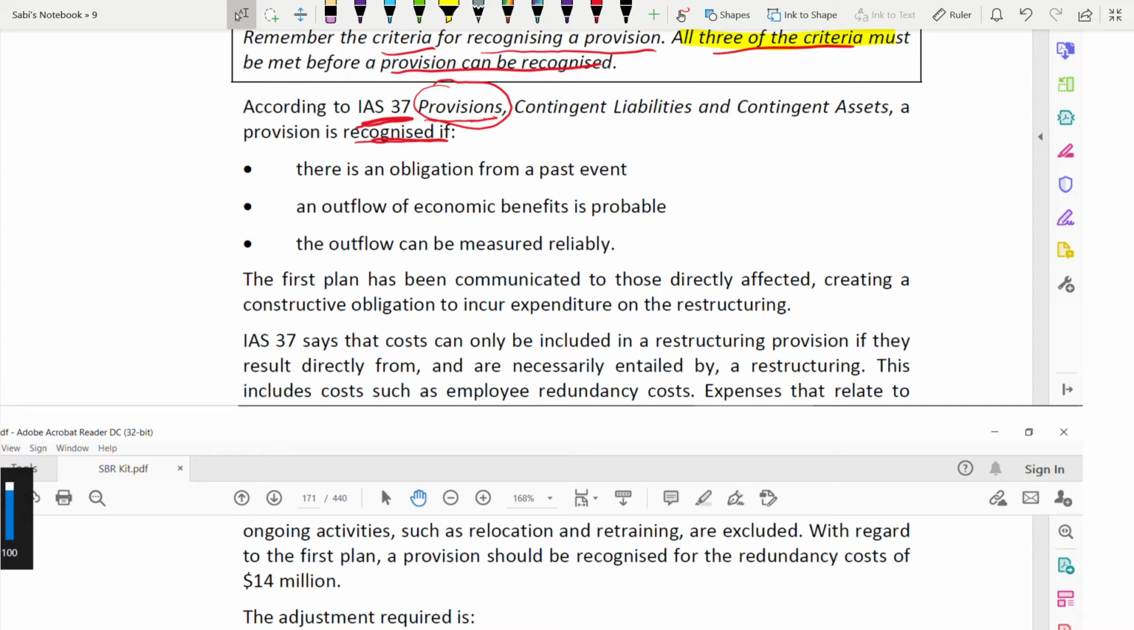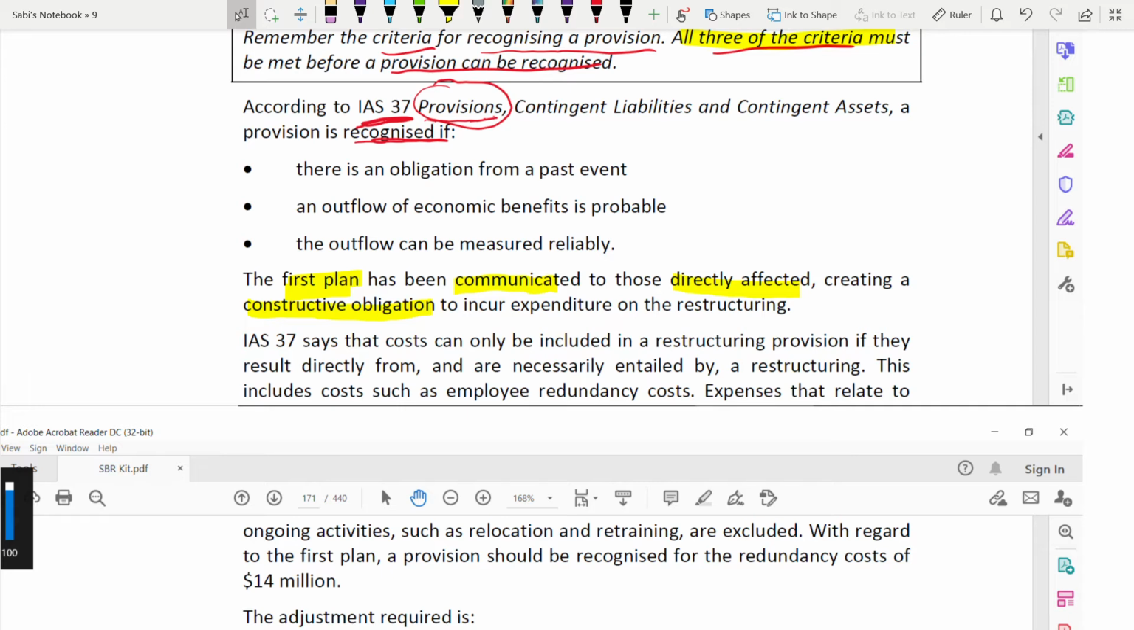So the first plan, you see, has been communicated to those directly affected, creating a constructive obligation to incur expenditure on the restructuring. So it becomes an obligation now, a constructive obligation. Look at the words they are using: constructive obligation. You have to use such words under IAS 37, okay?